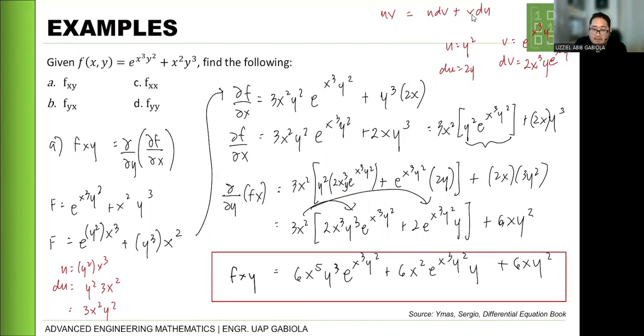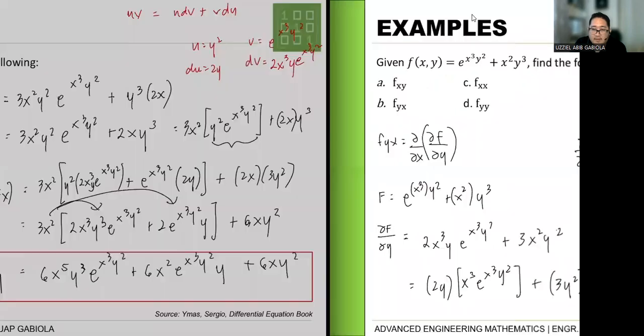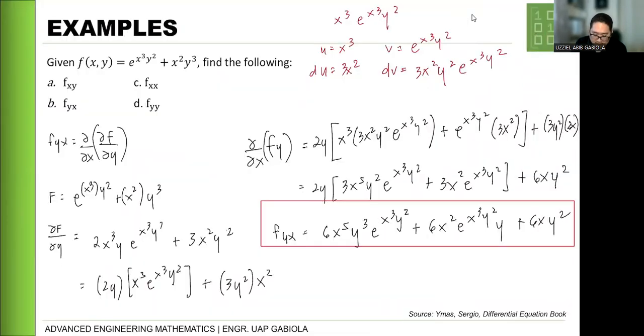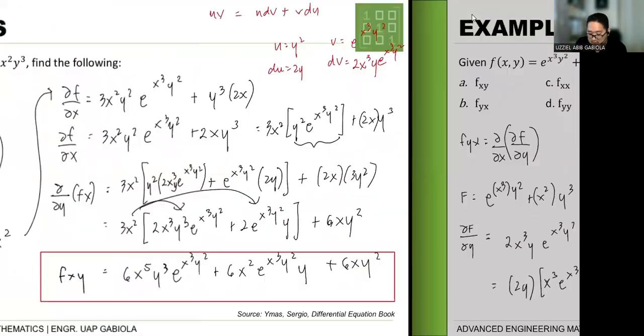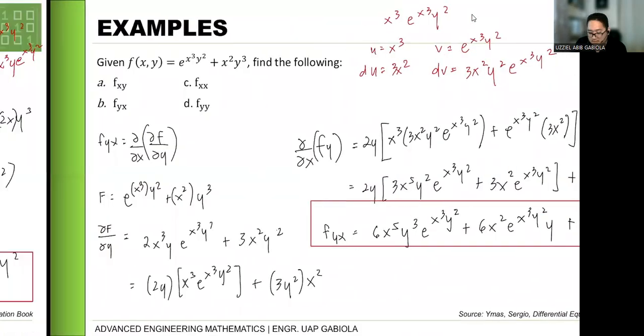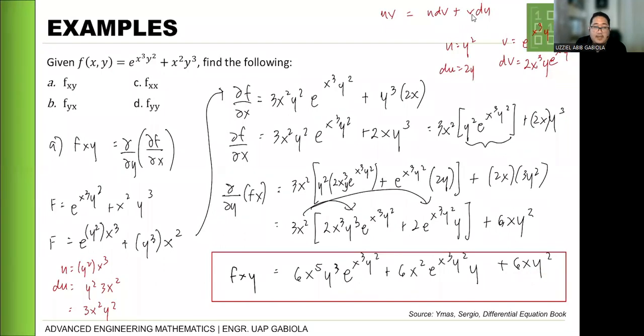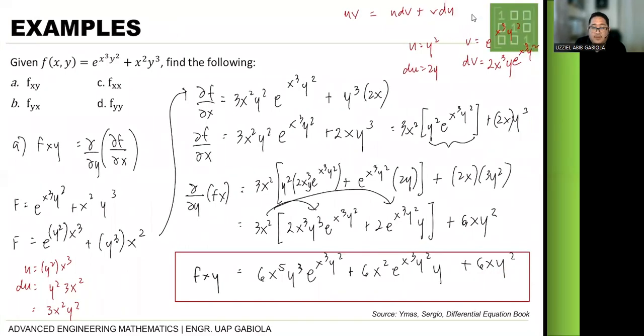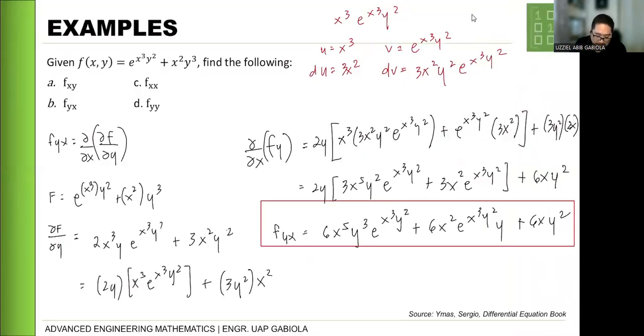Okay? 6x to the fifth y cubed, x cubed y squared. So that is our first term, which is the same as this one. Next is 6x squared, x cubed y squared y. Then 6xy squared. So you can see that fxy and fyx are the same no matter which one comes first. And for letter C and letter D, I want you to practice that. This is just getting the second partial derivative with respect to the same independent variable.